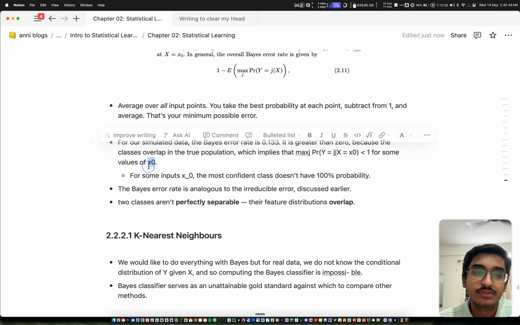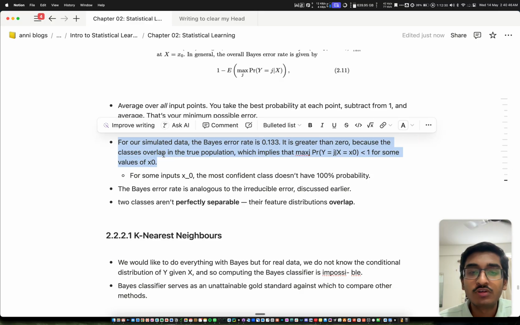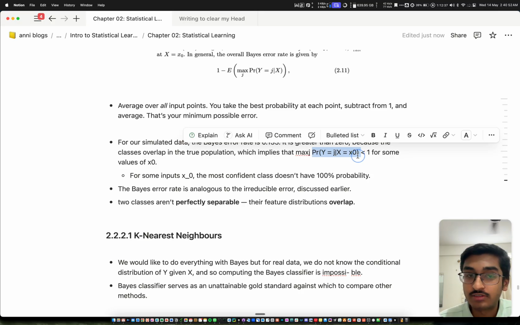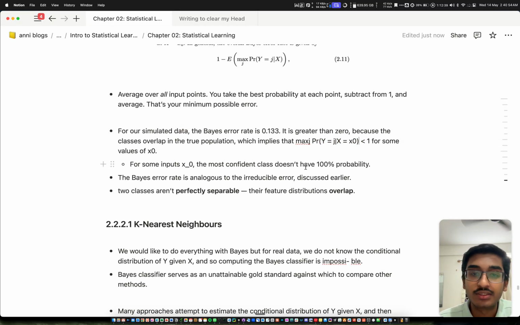And because some of the classes overlap in the true population, this error is less than 1 for some values of x0. So for some values of x0, the most confident class doesn't have 100% probability.